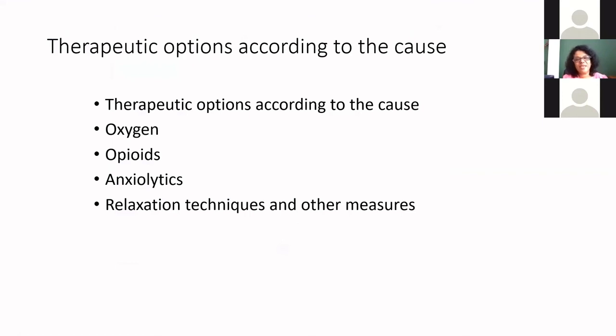The other therapeutic options that we have: if the patient is hypoxic and feels better with oxygen, we can give oxygen. We can give opioids to reduce the awareness of breathing and improve the breathlessness. Then the quality of life and mobility would improve. If the patient is quite anxious, we have to give anxiolytics and relaxation techniques and other measures.